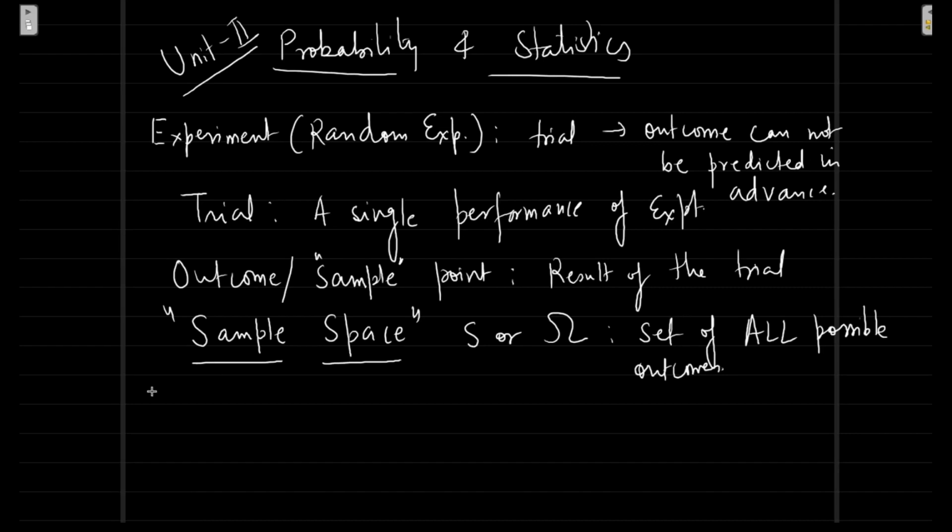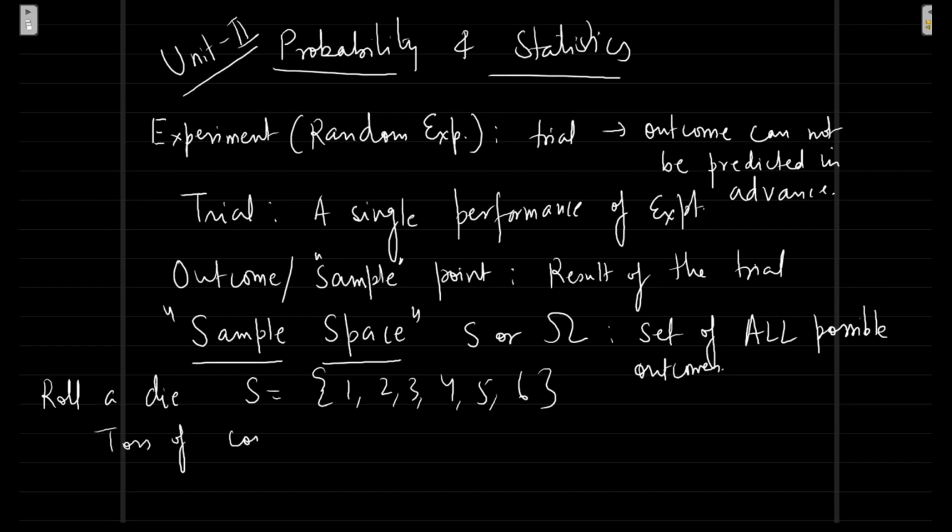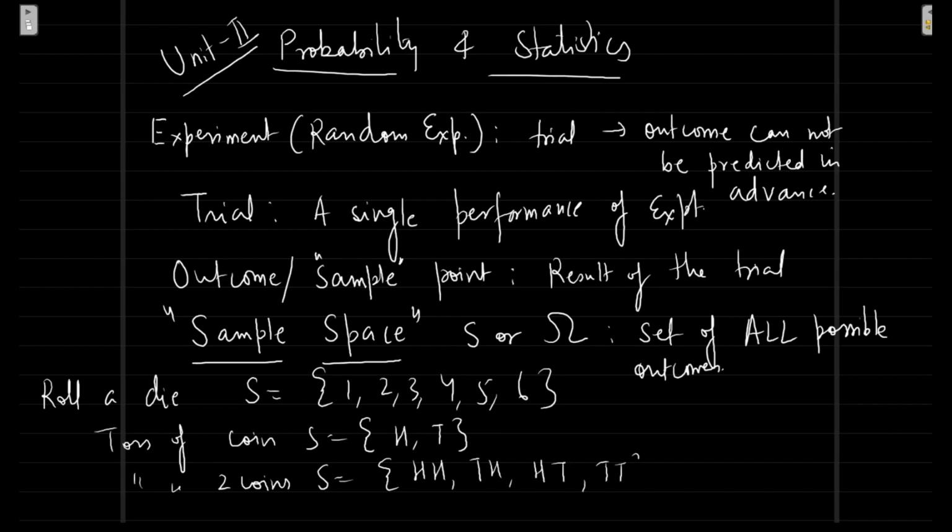If I roll a die, what will be the sample space? 1, 2, 3, 4, 5, 6. Very good. Toss of a coin: head and tail. Depending on the experiment, you have the sample space. What about the toss of 2 coins? Head-head, head-tail, tail-head, and tail-tail.